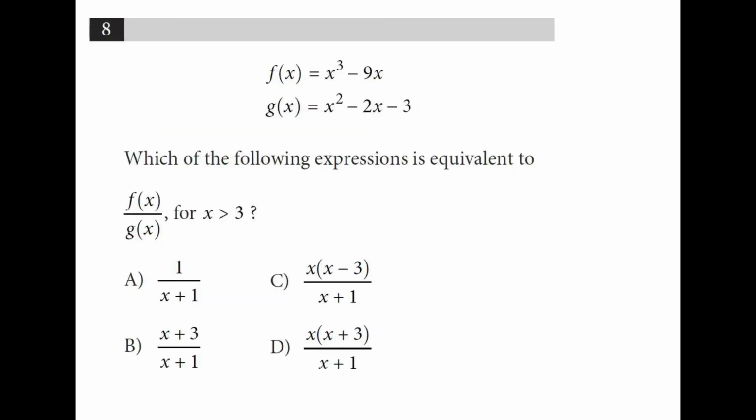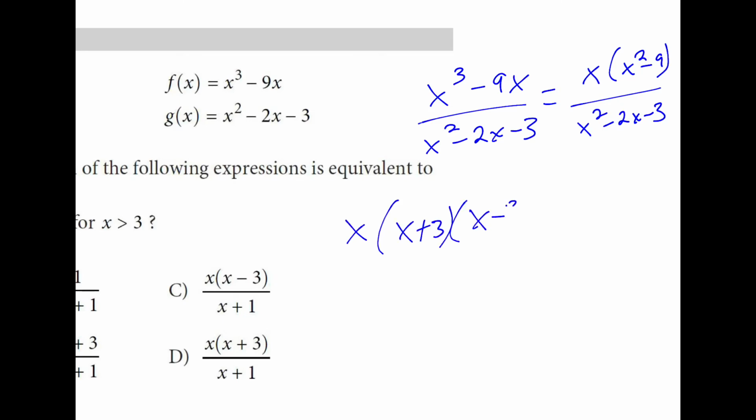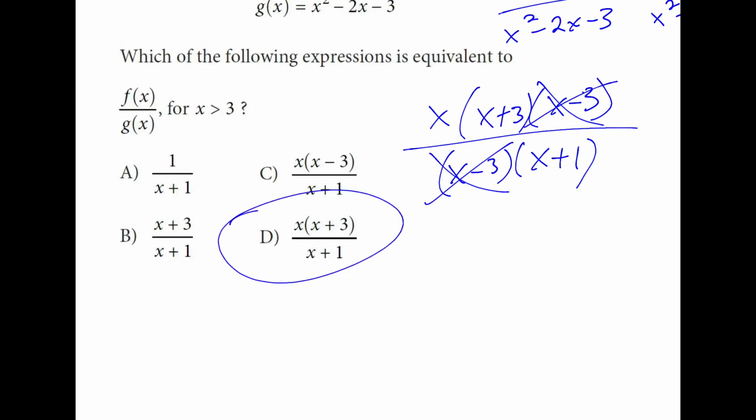So we're going to take f of x over g of x, so x cubed minus 9x over x squared minus 2x minus 3. On the top, if I factor out an x, this is x times x squared minus 9, all over x squared minus 2x minus 3. If I think about that top part as difference of squares, this is x plus 3 times x minus 3. And on the bottom, if I factor this, what are two numbers that multiply to give me 3 that add to give me 2? 3 and 1. So the 3 is going to be negative, and this is what I get. So x minus 3 over x minus 3 cancels out, and that is how I arrived at D.